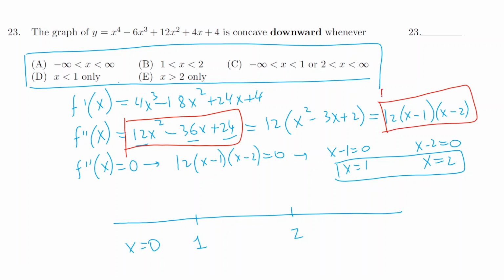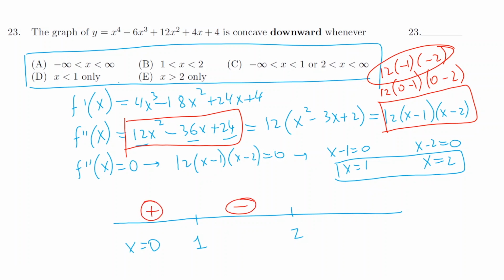So 12 times (0 minus 1) times (0 minus 2), which is the same thing as 12 times minus 1 times minus 2. So I know that this is positive immediately, because negative 1 and negative 2 turn into a positive times 12. That's a positive number. So here it's a positive. And I know that the signs have to alternate, they have to change. So plus, minus, plus. I am looking for the concave downwards, so I'm looking for the minus, and the minus happens between 1 and 2. So the answer is B.